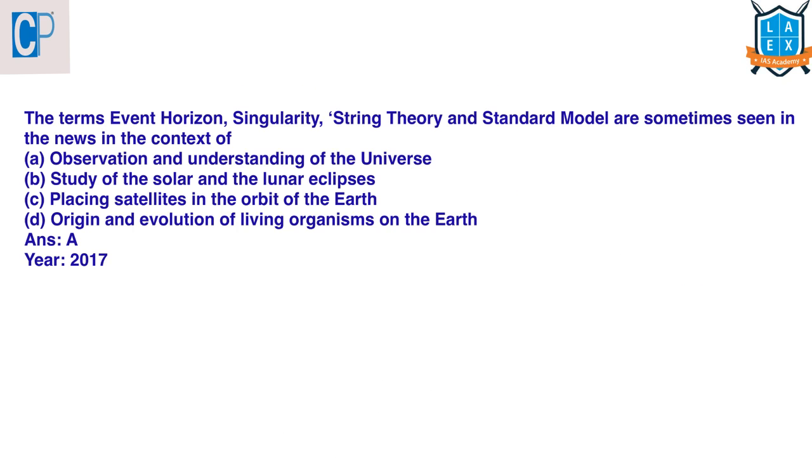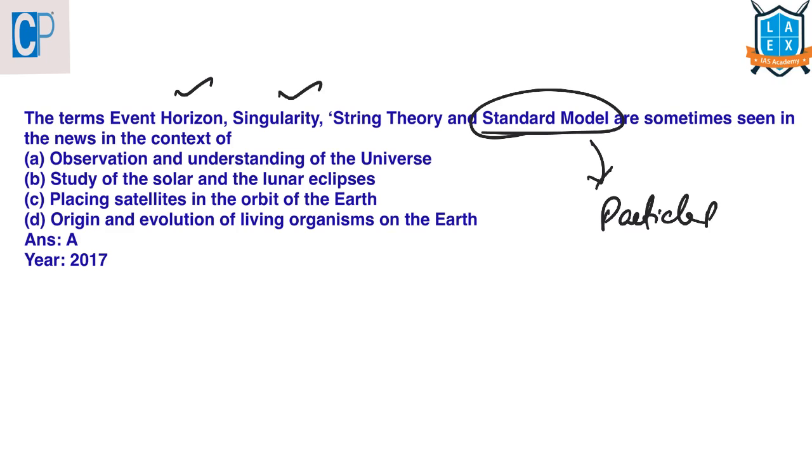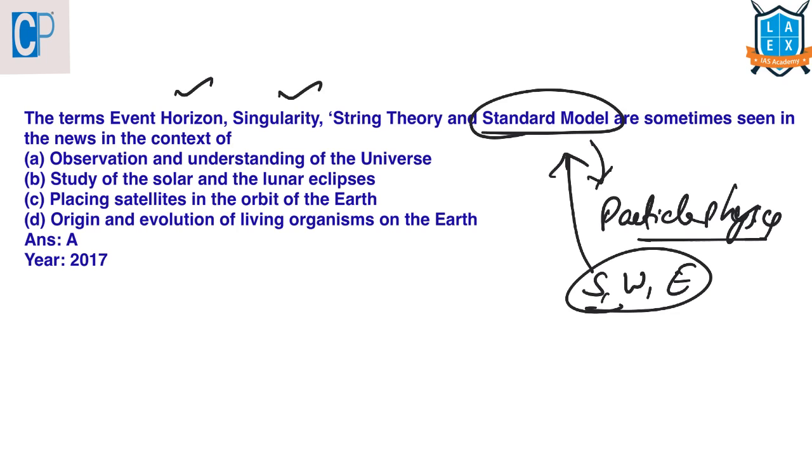Now let's try to answer this question. The terms event horizon, singularity, string theory and standard model are sometimes seen in the news in the context of... Just now we have seen what is event horizon and singularity. Here, what is the standard model? It is related to particle physics. We have the forces of nature like strong forces, weak forces, electromagnetic forces. All these were dealt with by this standard model. So from this, we can eliminate our options.